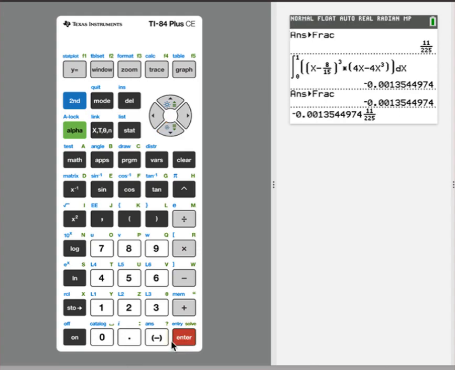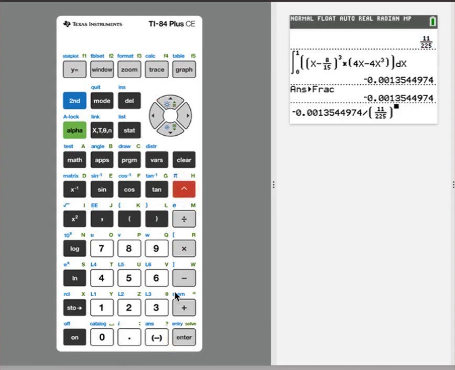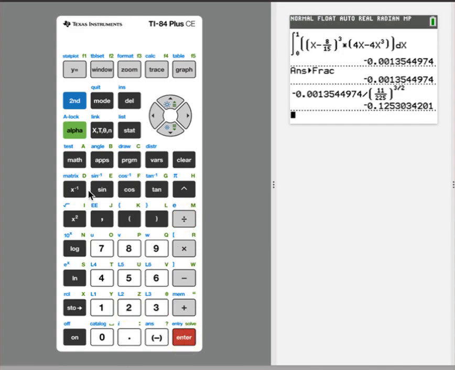Oops, well, I messed that up, didn't I? So let me just clear the whole thing. We grab the third central moment, divide that by, and then we go up again and grab the variance. We need to raise that to the 3/2 power. And so that's what we get: negative 0.12530 rounded to 5 decimal places.